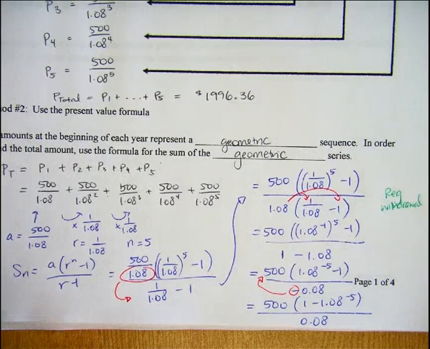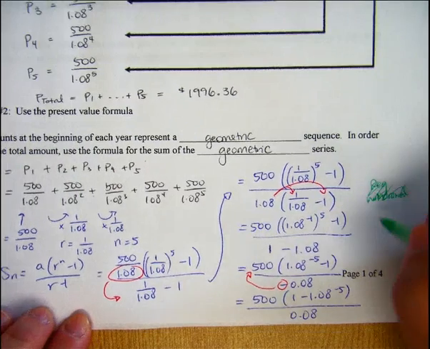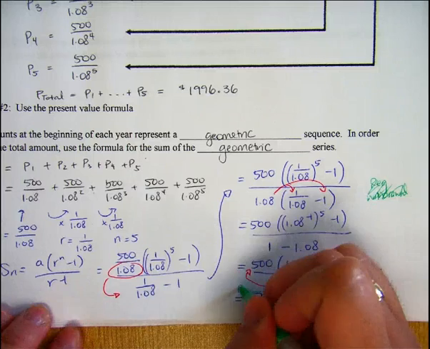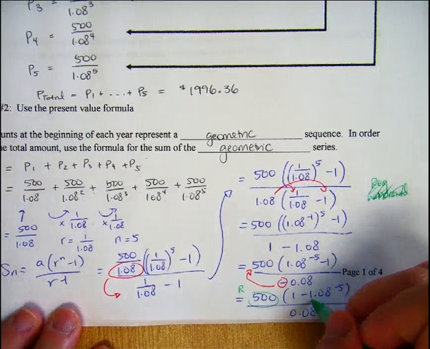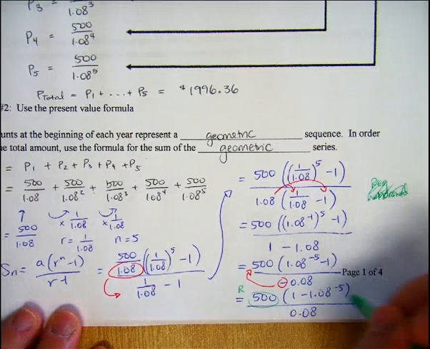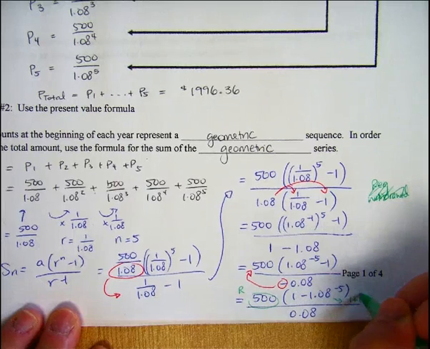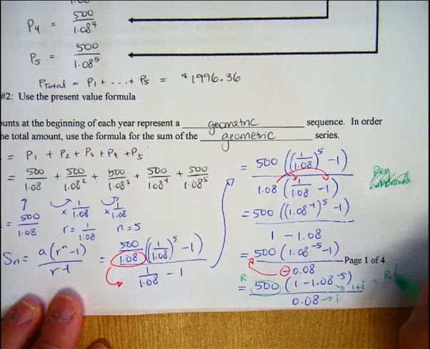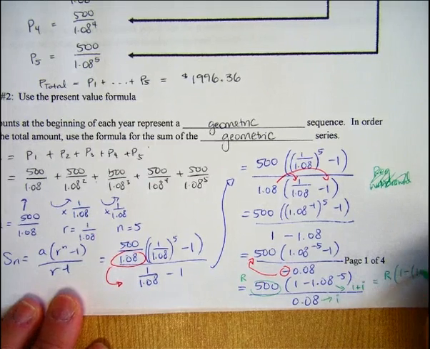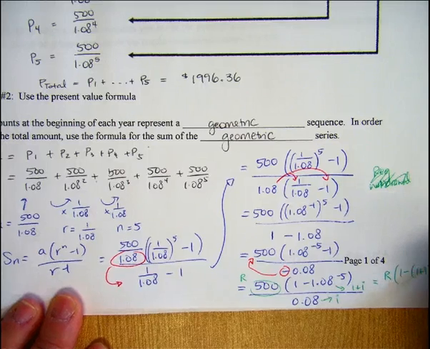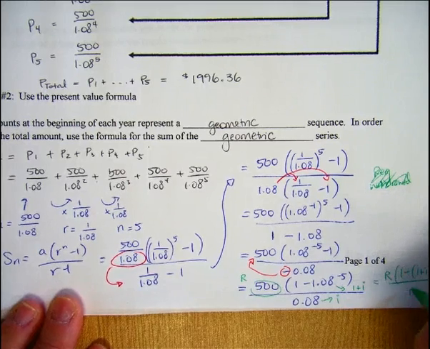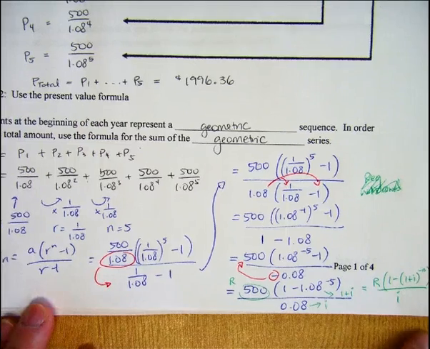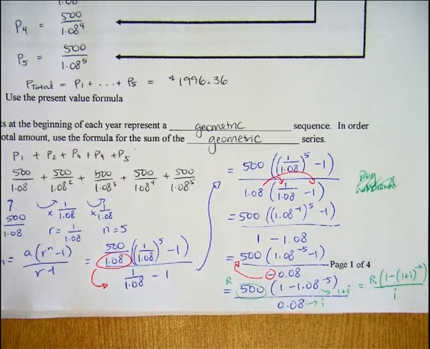Actually, let me just use variables for that. So 500 I'm going to represent as R for the regular withdrawals. This 1.08 is the result of 1 plus I, and this 0.08 is I. So I could just rewrite this as R bracket 1 minus 1 plus I to the power of negative n all over I. And that is actually the present value of an annuity formula.